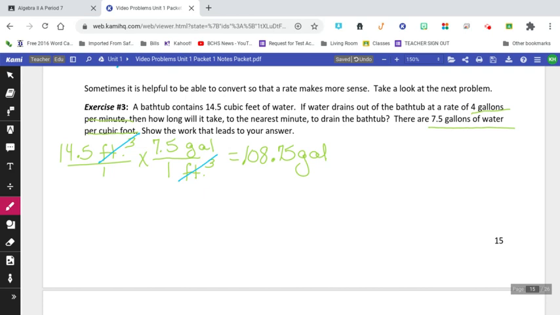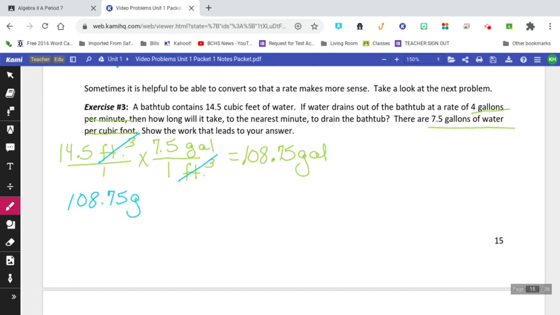Now remember, the question's not simply how many gallons. The question actually is, how long will it take to drain the bathtub? So here's where we go back to our rate. The bathtub drains at a rate of 4 gallons per minute. Now you can keep going where we are here with a conversion. Some people though like to just start over. So not start over, but rewrite.